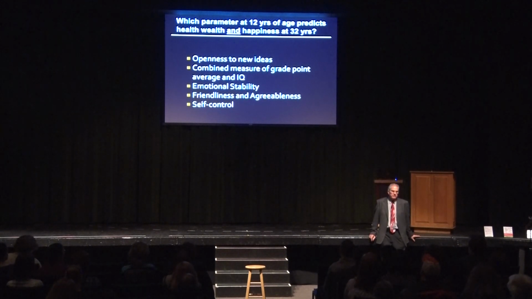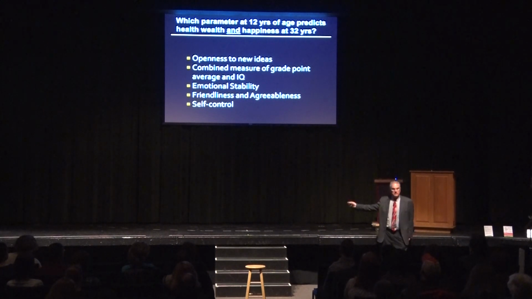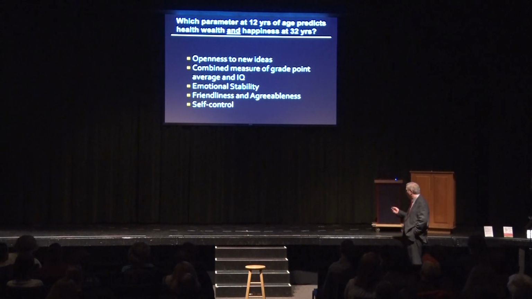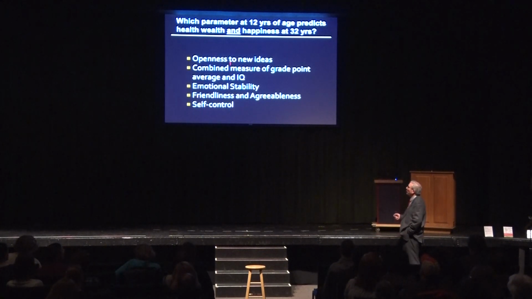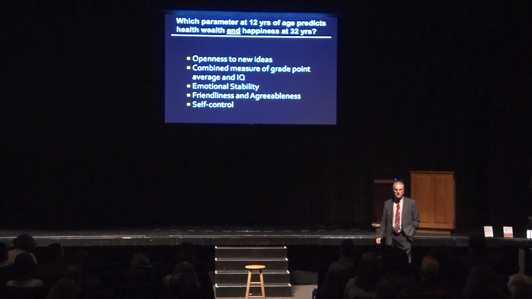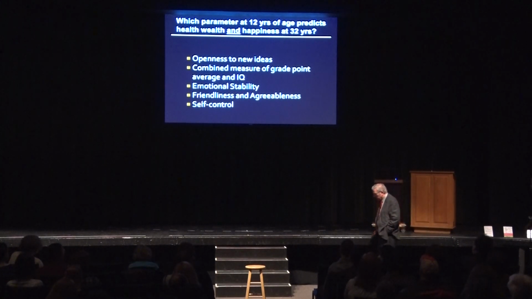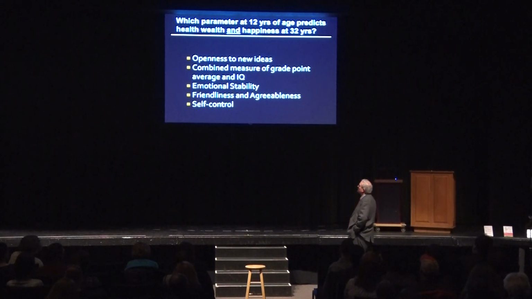and happiness. I'm not saying all of these parameters I think are important. I'm not saying that any of them are unimportant, but only one of these 5 predicts health and wealth and happiness 20 years down the road and predicts it powerfully. I'd like to ask you which you think it is.